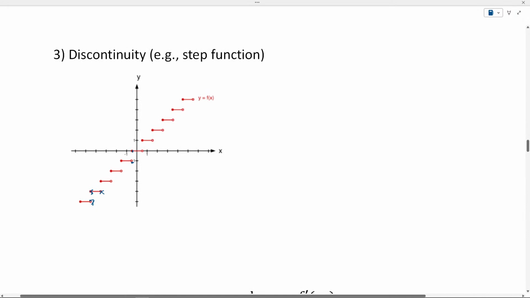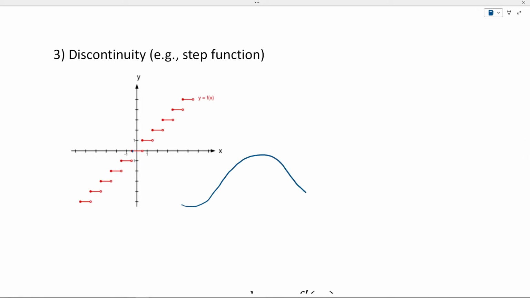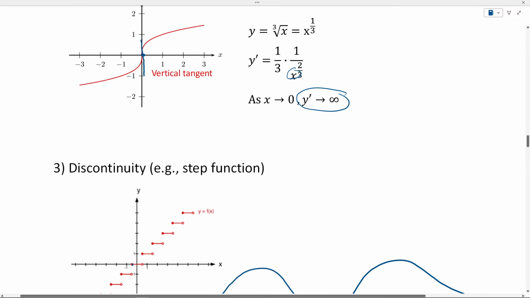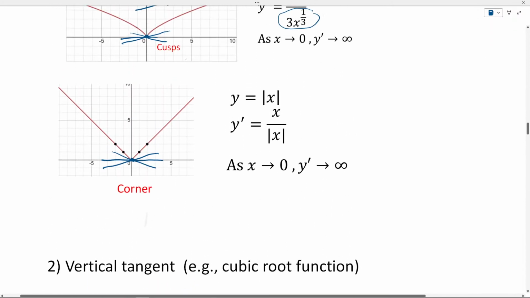Another example is a discontinuous function. Your function is not continuous like this. So here, this is an example of a smooth and continuous function. This is an example of a discontinuous function. This is an example of a vertical tangent, and this is an example of cusps or sharp corners.